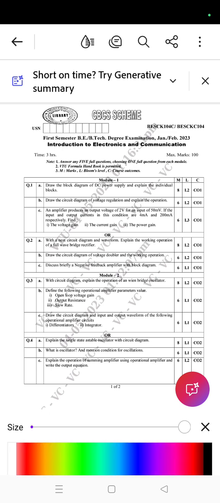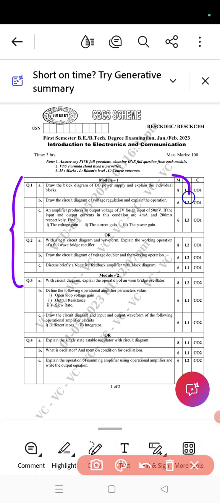Overall, what I'm doing is only for passing. The students who are very much interested to score, don't follow this video, go and read your textbook or the notes, whatever it is. This is only for the passing package.